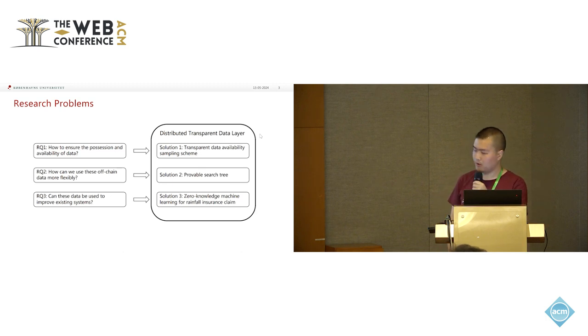For these three questions, I propose three solutions. The first one is a transparent data availability sampling scheme. The second one is a provable search tree. And for the third one, I use zero-knowledge machine learning as an example to see how this data can be used to solve on-chain rainfall insurance claims in a fully decentralized way. All these three parts, from the bottom to the top, build up the distributed transparent data layer.